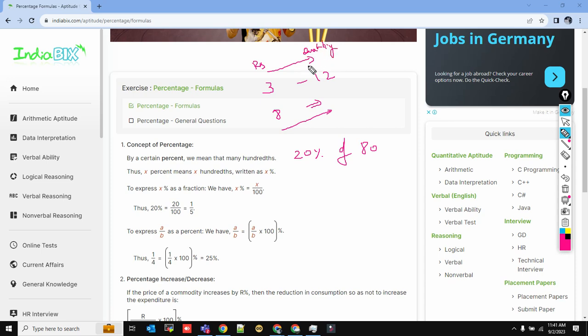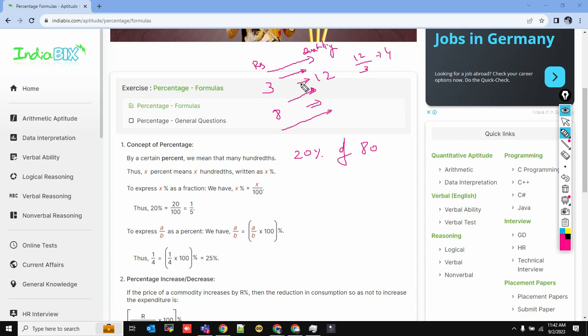So whatever data is given, here 3 rupees, 12 chocolates, and for 8 rupees how many chocolates? So chocolates should be on the right hand side. You do this, and how many times it increases here, the same number of times is going to increase here, right? It increased by 12 by 3 times, which is 4 times it has increased, right? 3 into 4 is 12.